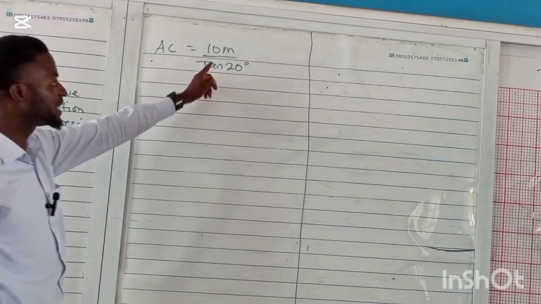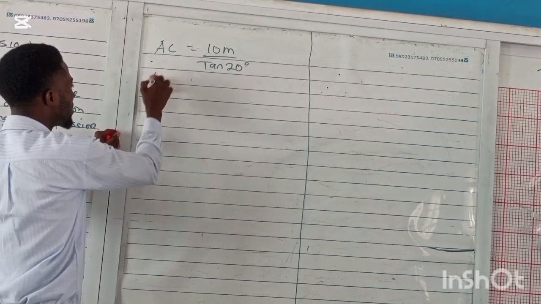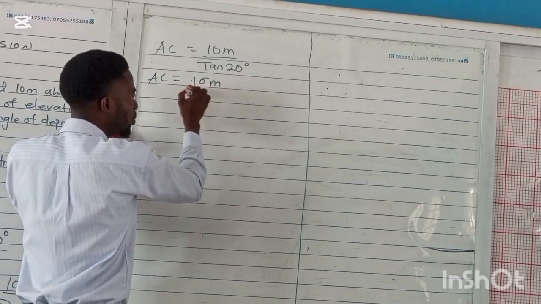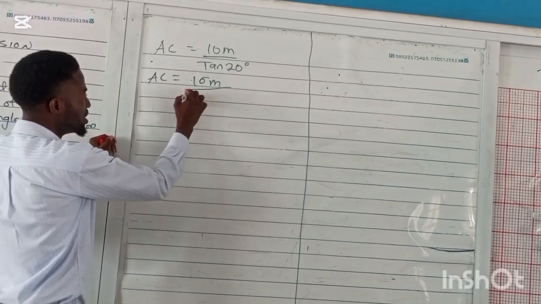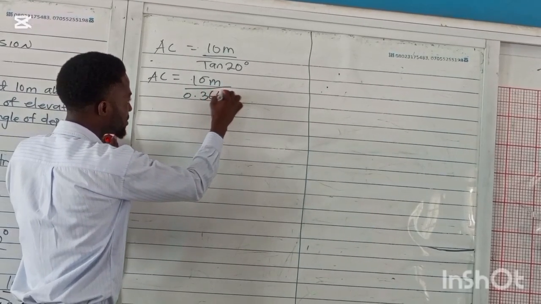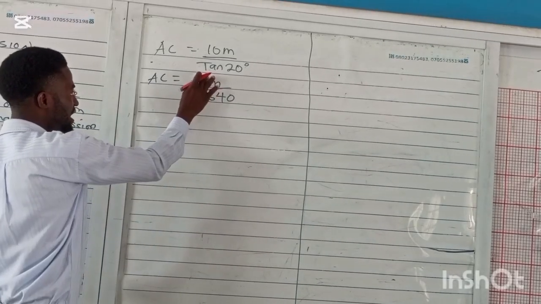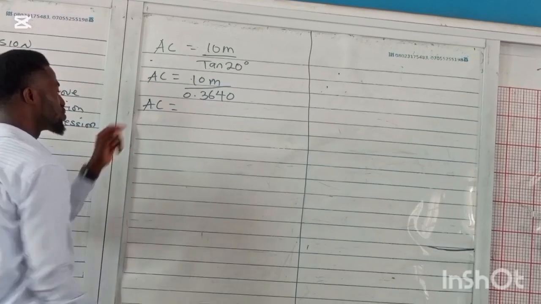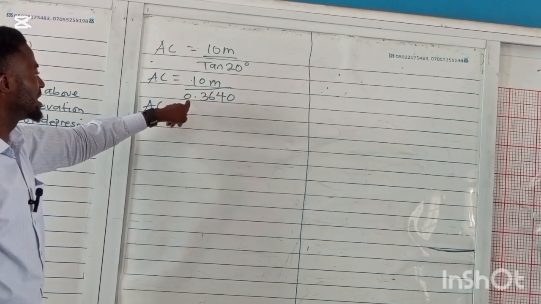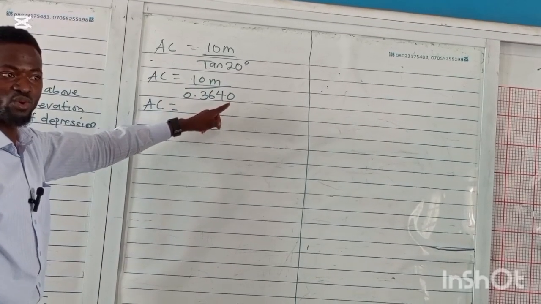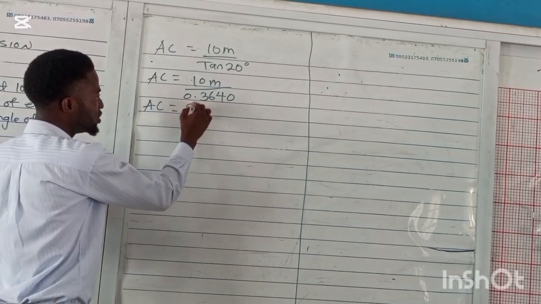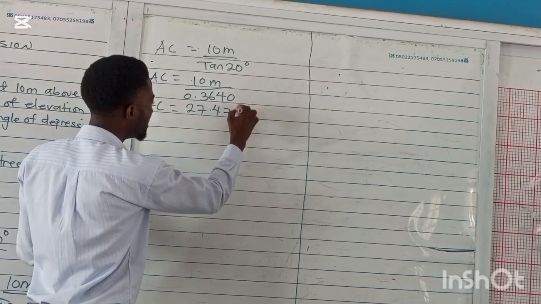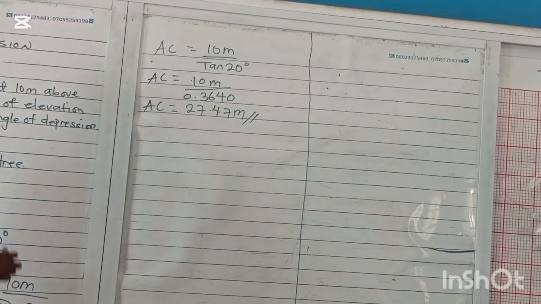So from here, what is tan 20? AC is equal to 10 meter all over tan 20, which is 0.3640. So AC is equal to 10 meter divided by 0.3640. We are having 27.47 meter.